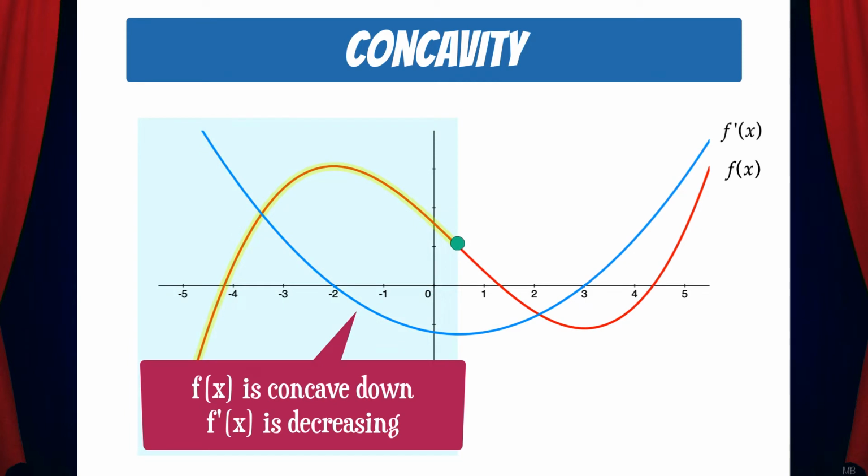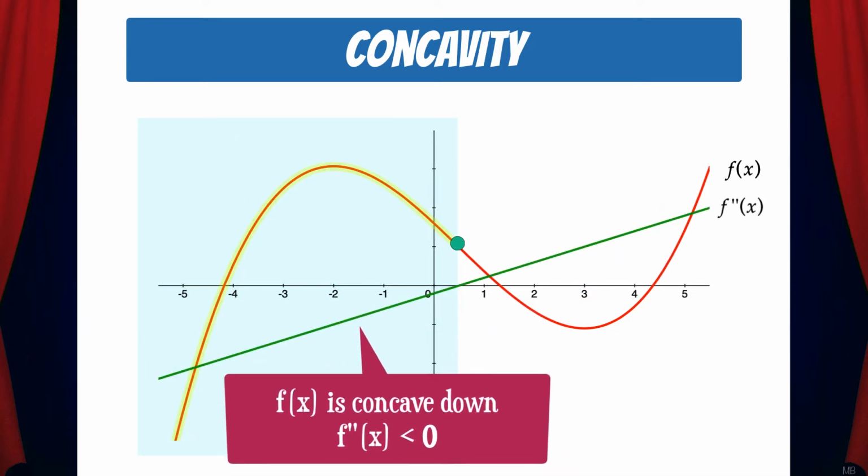Here I've highlighted the part of f of x that's concave down. Note that this corresponds to where the first derivative is decreasing. This also corresponds to where the second derivative is negative.